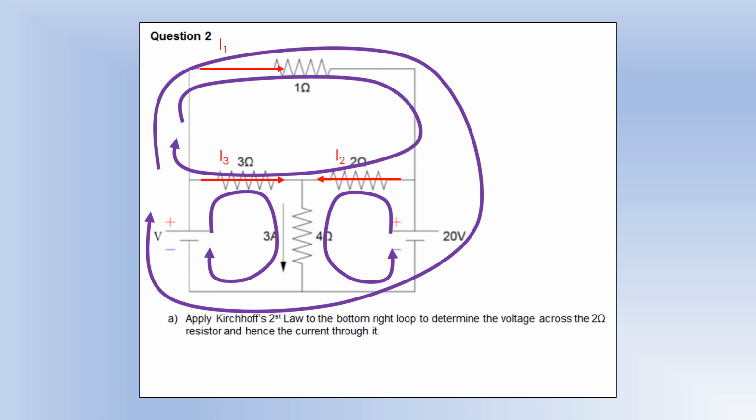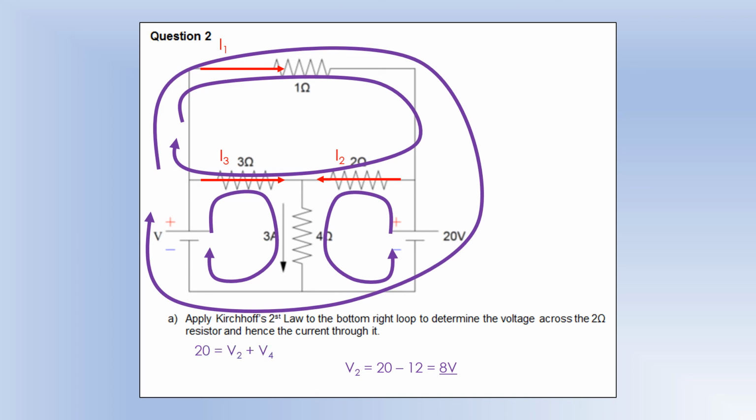So it wants us to apply it to the bottom right-hand loop. If we apply that, we can see that V2 has got to be 20 minus 12. Where's the 12 come from? Well, it's 3 amps times by 4. That's the potential difference across resistor 4. Sum of the EMF is 20. Subtract 12 across the 4 ohm. That must mean we've got 8 volts across the 2 ohm.